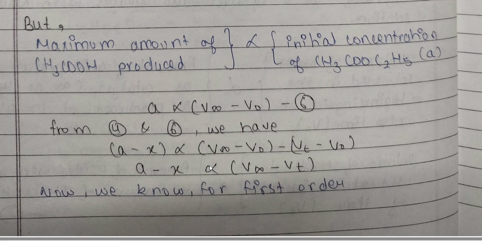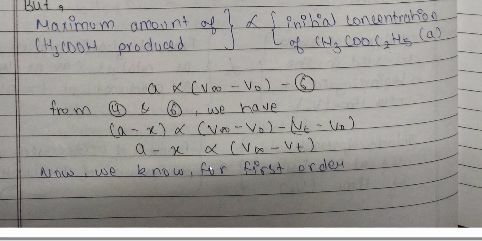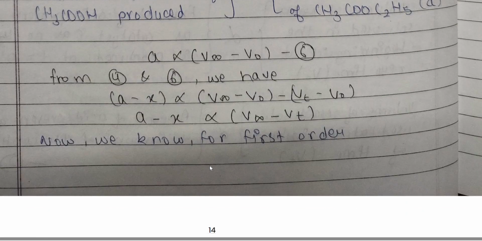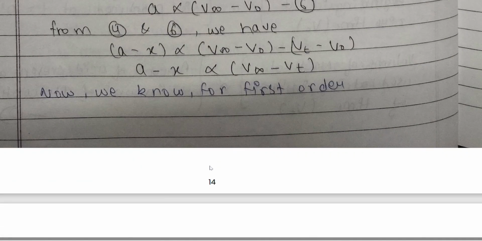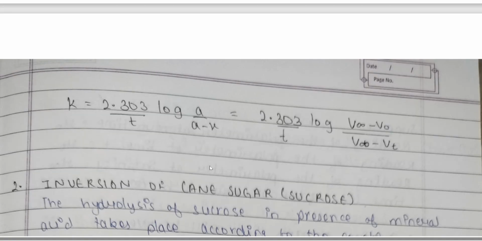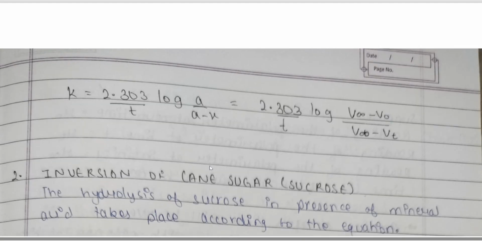From 4 and 6 we have A minus X is directly proportional to V infinity minus V naught minus Vt minus V naught. So A minus X is directly proportional to V infinity minus Vt. Now we know for first order, K is equal to 2.303 by t log A upon A minus X, which is equal to 2.303 by t log V infinity minus V naught by V infinity minus Vt.